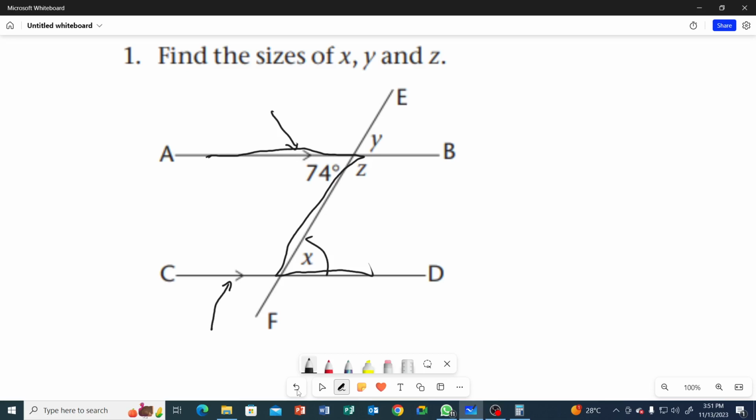So remember, every time you write, there must be a statement and a reason, guys. So X equals 74 degrees. Reason: alternating angles are equal. You don't just write alternating angles. You need to tell us what about alternating angles. So we do know that alternating angles are equal.